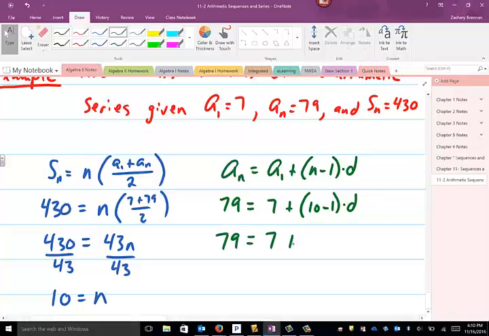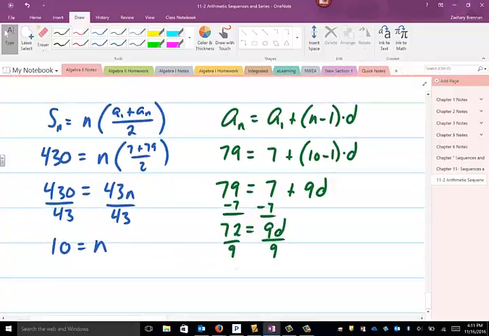79 equals 7 plus 9d. Right? 10 minus 1 is 9. Subtract your 7, and you get 72 is equal to 9d. I can divide by 9. 72 divided by 9 is 8 equals d. Again, not what I was looking for.